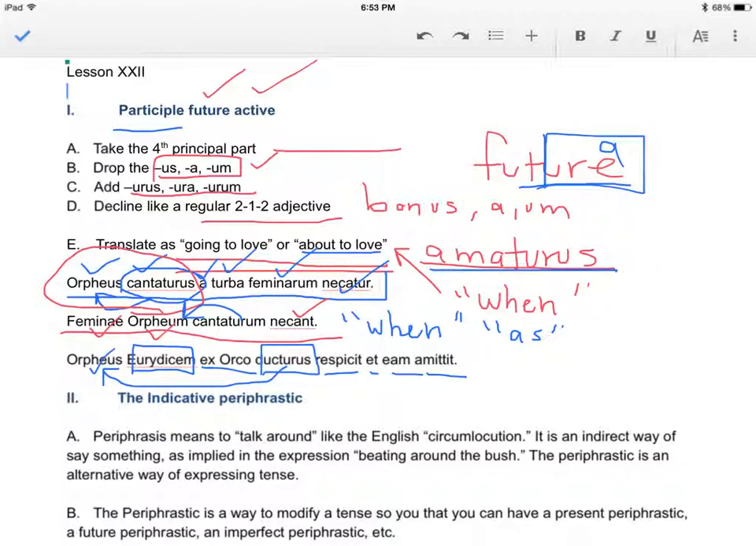In the previous example, cantaturum is in the same case as Orpheum, which is accusative singular masculine. Nouns and adjectives agree in case, number, and gender. And again, it probably sounds most natural to translate this sentence with the word when. Orpheus, when he was going to lead Eurydice from Orcus, looked back and sent her away. That's the best and most natural way to translate the participle future active, which is used rather regularly in Latin, unlike English.